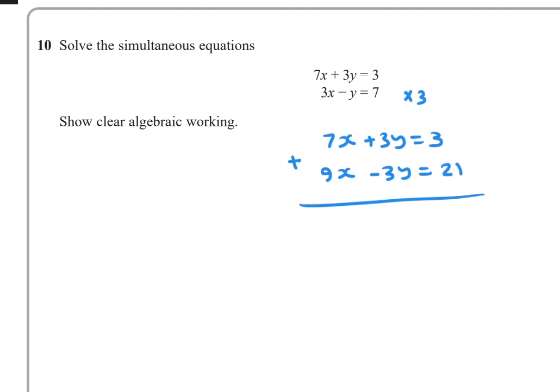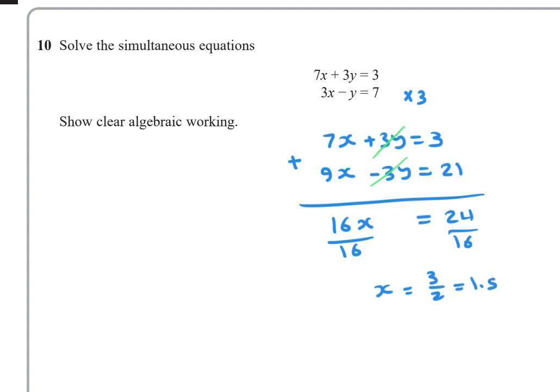If you add, 7x plus 9x equals 16x, and 3y and negative 3y cancel, 3 plus 21 equals 24. Now divide by 16, divide by 16. So x equals 3 over 2, or 1.5.